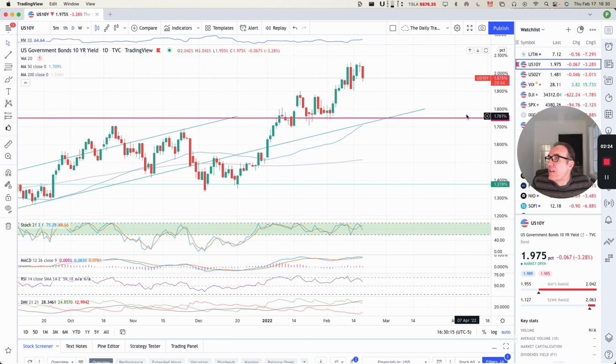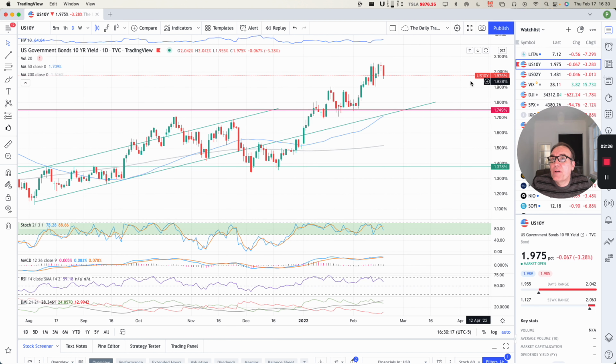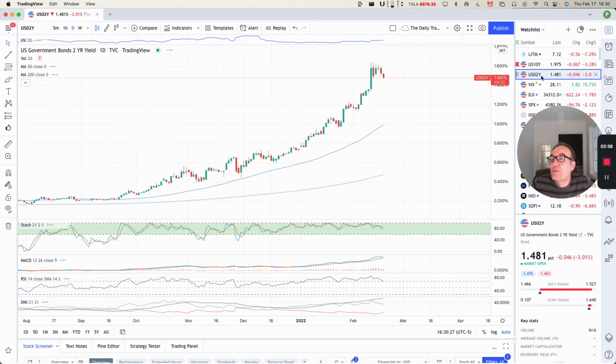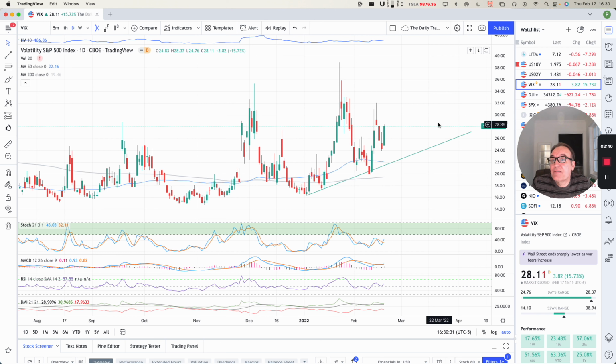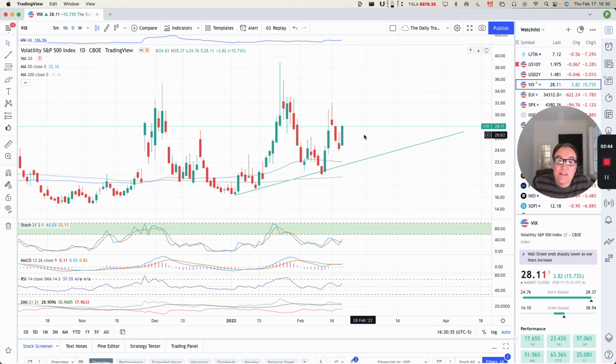Let's go for fun. Look at the bond yield. The bond yield is hovering at around 2%. The higher it is, the less enticing the stock market is. The 2-year bond seems to be going down a little bit. The VIX, which represents the volatility in the market, has a spike up in volatility today.